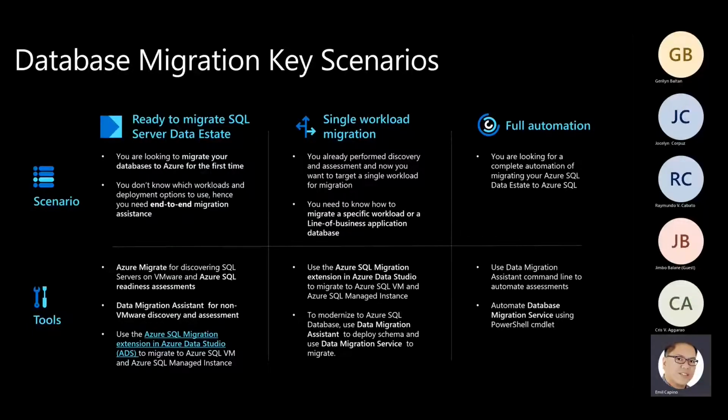For a full automation migration scenario, meaning you have several databases either on-premise or in various cloud platforms that you want to automate the migration process, let's say during off-peak hours, then you can do that using the database migration service. To automate the migration process, you need to use the command line and the PowerShell cmdlets and run them on schedule.